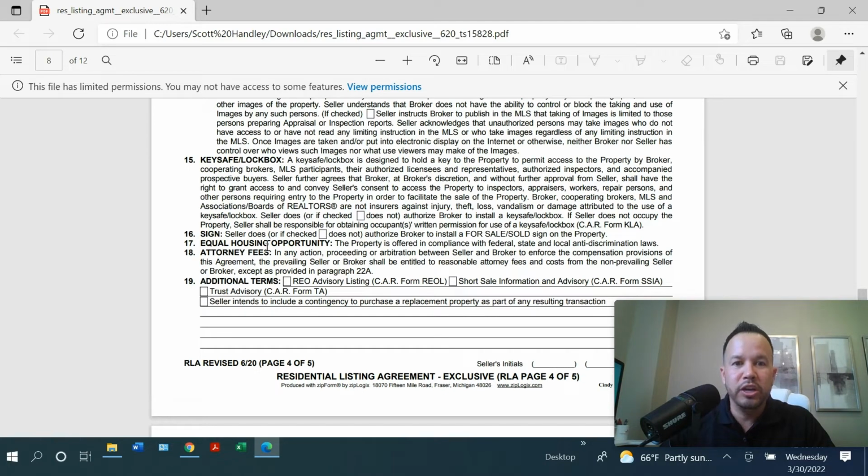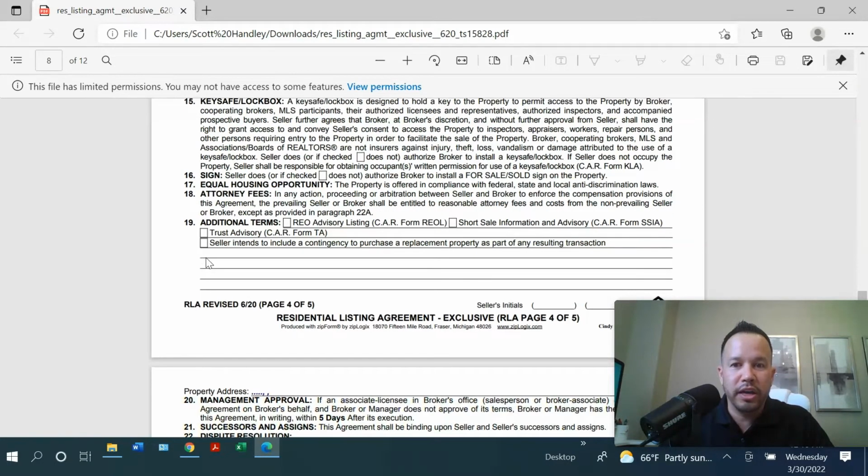Okay. Equal housing opportunity. That's pretty straightforward. Just talks about how we don't accept, market, or negotiate based upon race, color, religion, anything of that nature. Number 18, attorney fees. If a dispute arises, basically this clause states that we're not going to pay for those fees.